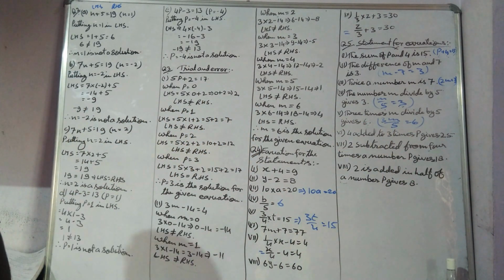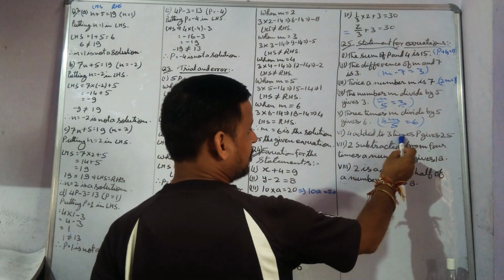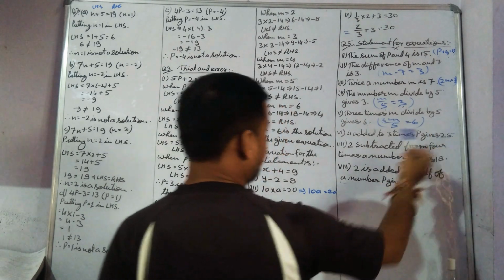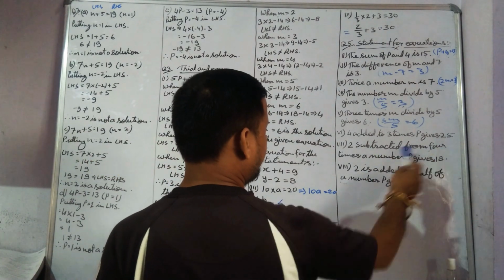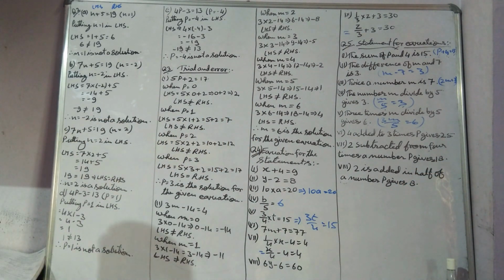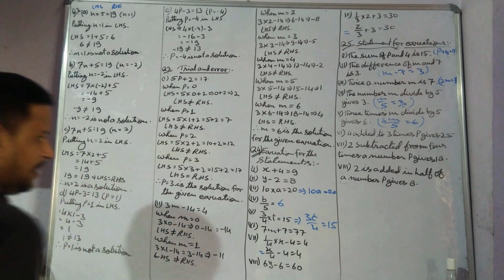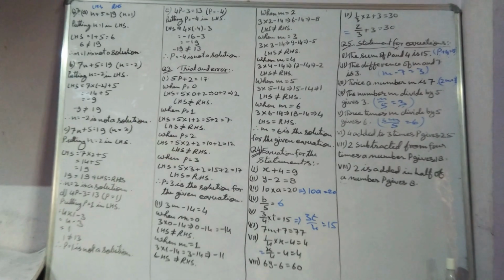Now sixth part is saying 3p plus 4 is equals to 25. So it means if 4 is getting added to 3 times of p, it gives us 25. Now seventh number is 4p minus 2 is equals to 18. It means 2 subtracted from 4 times a number p gives 18. Now eighth part is p upon 2 plus 2 is equals to 8. So it means that if 2 is added to half of a number p, it gives us 8.